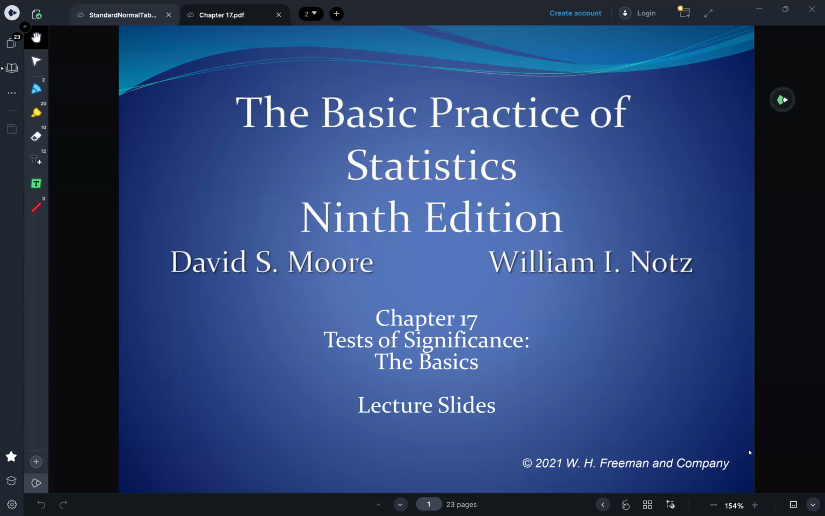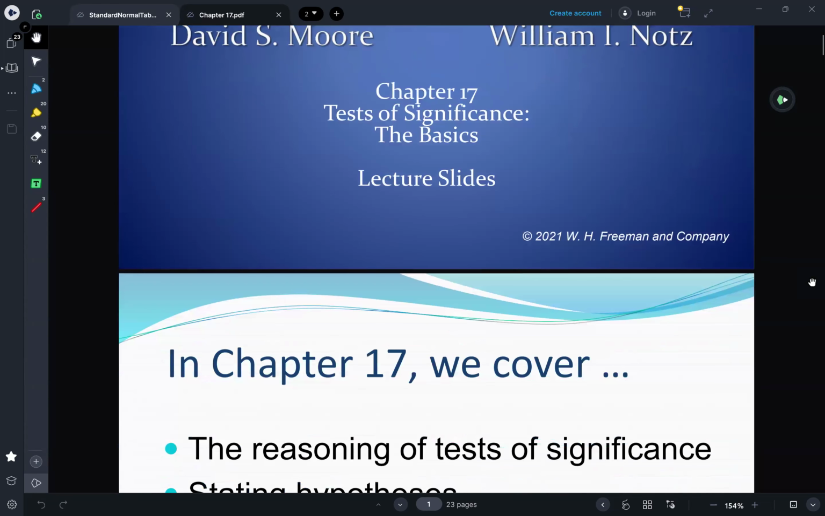Okay, so we will start with this chapter 17, pick up where we left off. Tests of significance. Can you remember what another word for that is? Tests of significance, we can also call them hypothesis tests. Right? Hypothesis tests, same thing. So if you hear me say test of significance or hypothesis test, it's the same thing.